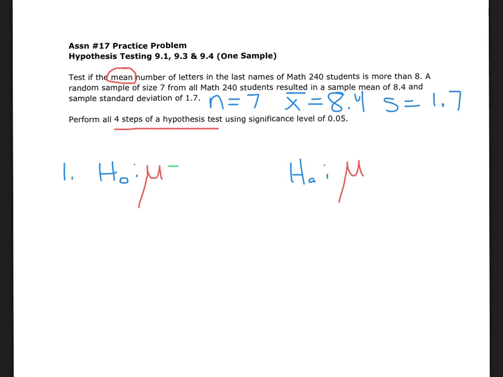In the null, we can always just put an equals. The alternate, what we're going to put in there after the mu, depends on what we're testing. Well, we're testing whether the mean is more than 8. So that is going to give us a symbol of greater than, because more than goes along with greater than. And then finally, we want to put in the value that we are comparing the mean to. Well, the value that we're comparing it to is 8. So we are testing whether the mean, or the mu, is greater than 8, more than 8, and that same number is going to go in the null.